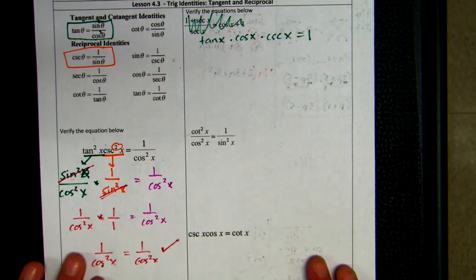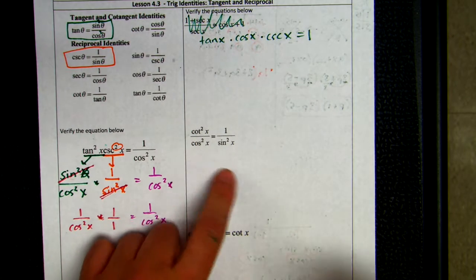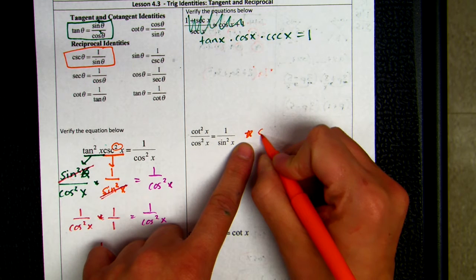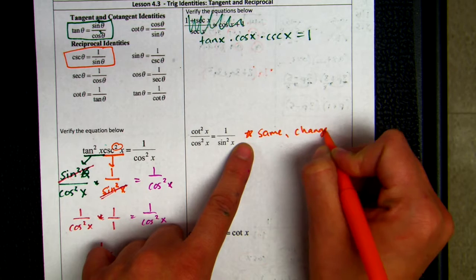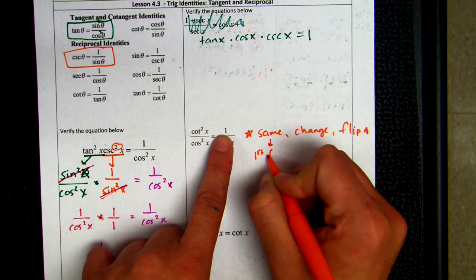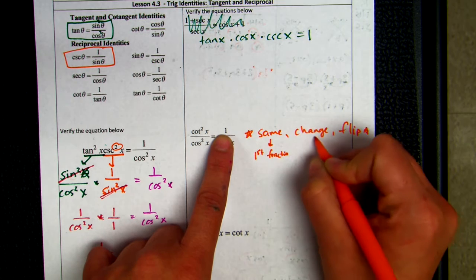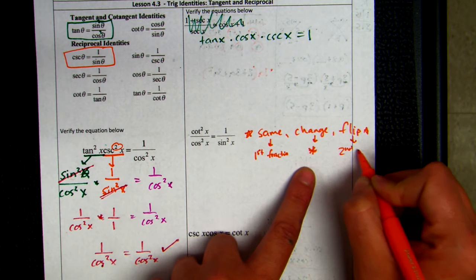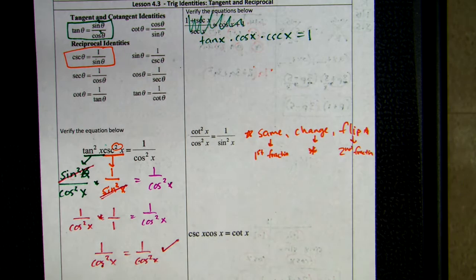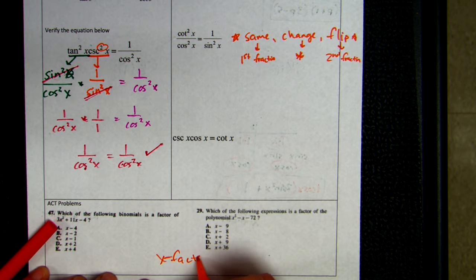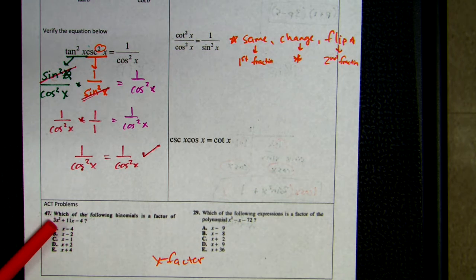My one hint for you on these ones is particularly with this one, you end up dividing fractions. So remember your same, change, flip. Your first fraction stays the same. You change division to multiplication, and you flip the second fraction. That's how we divide fractions, our same, change, flip. For these down here, these are both going to end up as X factor for your ACT problems. Both of these end up as X factor.